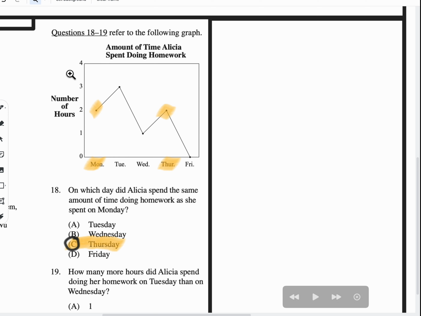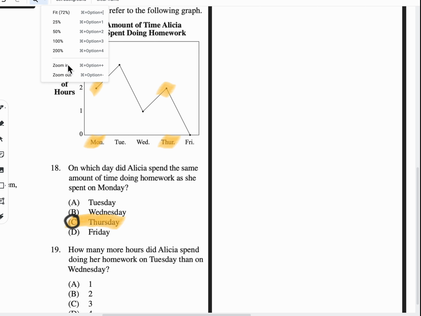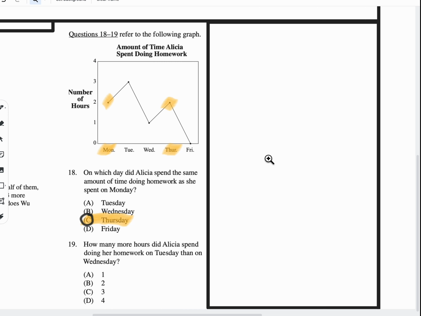Let's take a look at number 19. How many more hours did Alicia spend doing her homework on Tuesday than on Wednesday? Here we'll refer back to the graph. We need to find the number of hours Alicia spent doing homework on Tuesday. On Tuesday, she spent 3 hours doing homework.